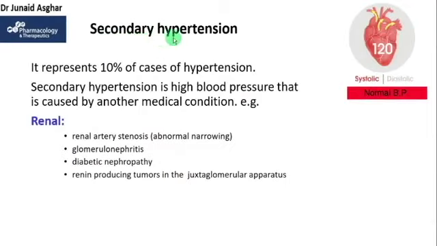Let's throw some light on secondary hypertension and its pathogenesis. Secondary hypertension represents 10% of cases of hypertension, and it is basically a high blood pressure that is caused by another medical condition. For example, it could have renal causes like renal artery stenosis, which is an abnormal narrowing of the renal artery, and that leads to hypertension. Glomerulonephritis, which is the inflammation of the kidney. Diabetic nephropathy, which is a long-term complication of diabetes. And renin-producing tumors in the juxtaglomerular apparatus of the kidney that can cause the elevation in blood pressure.